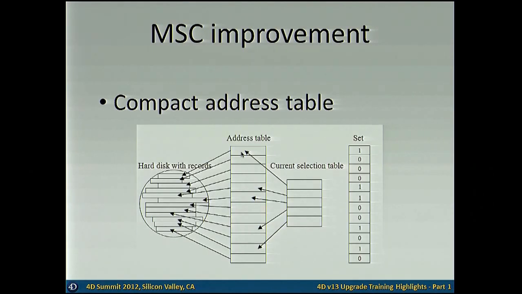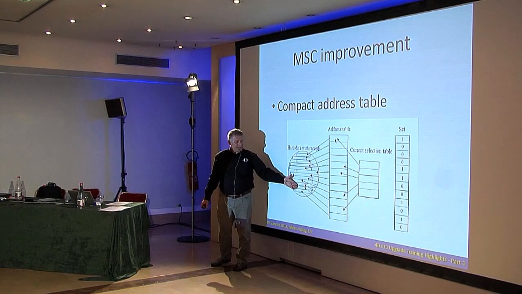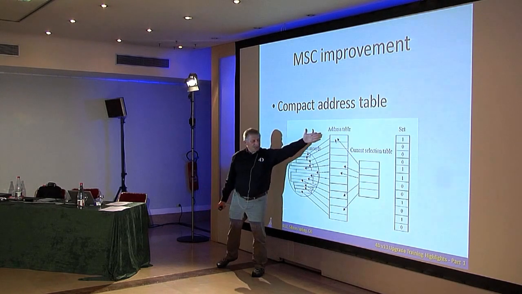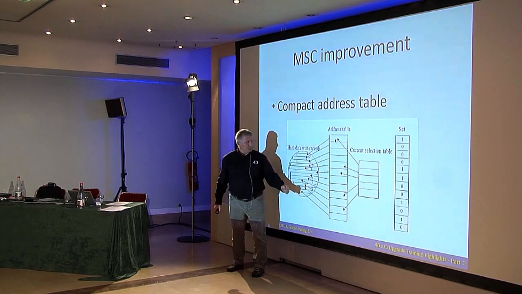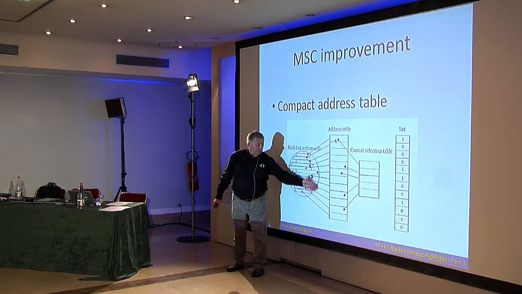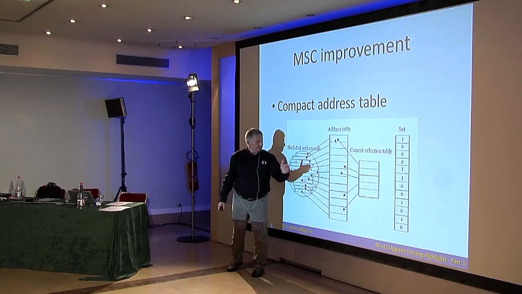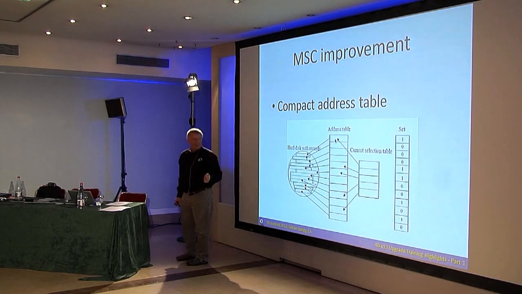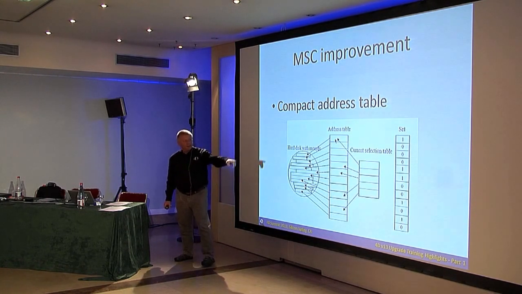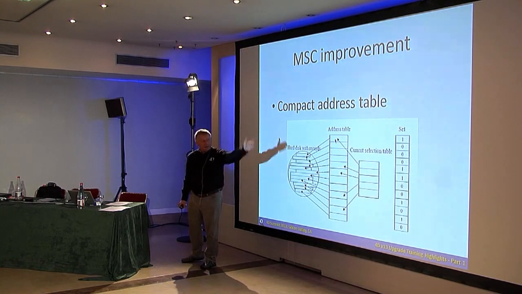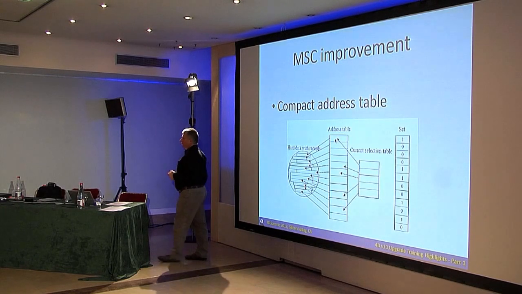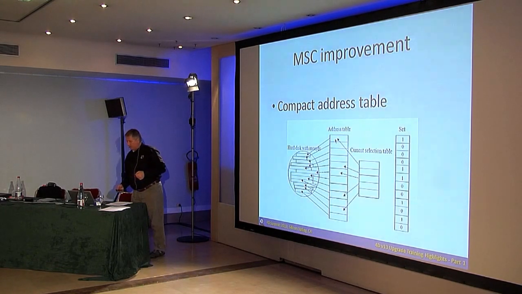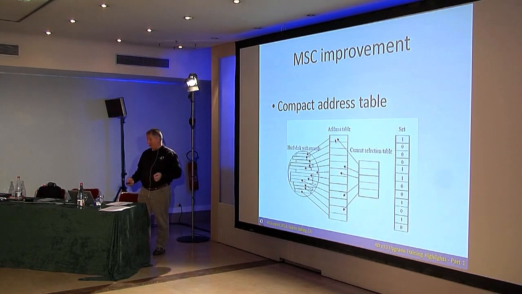And it looks like this. Records side by side. You have an address table, no holes in the address table, and no mess in the pointers between the address table and the records on the disk. And the current selection over there, and a nice valid set, working with the record numbers.